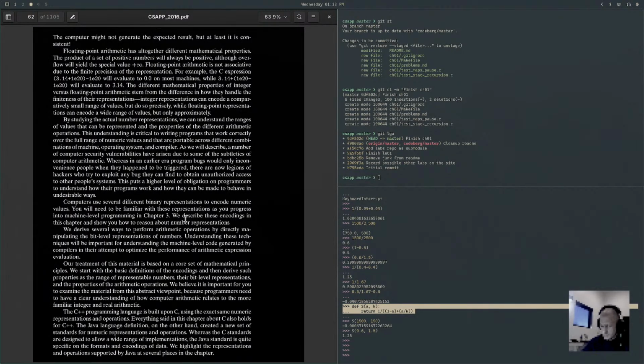The C++ programming language is built upon C, using the same exact numeric representations and operations. Everything said in this chapter about C also holds for C++. The Java language definition, on the other hand, created a new set of standards for numeric representations and operations, whereas the C standards are designed to allow a wide range of implementations. The Java standard is quite specific on the formats and encodings of data. We highlight the representations and operations supported by Java at several places in the chapter.